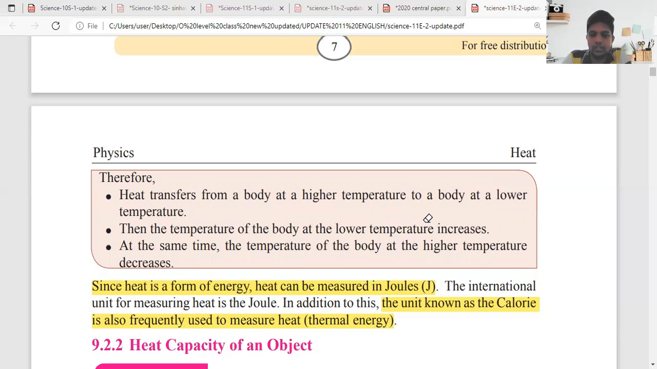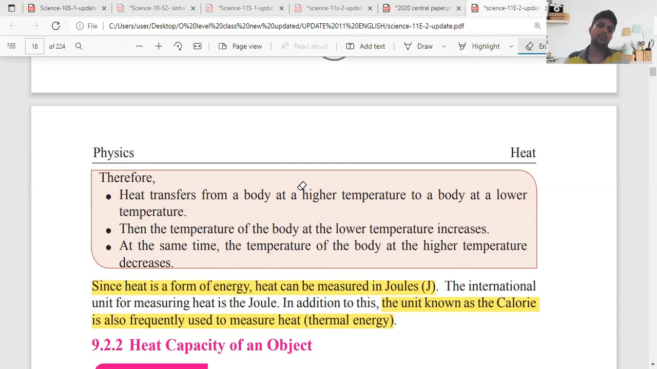Thermal equilibrium point. Is it clear with you? Do I want to explain it again? Okay, is it okay with you? Clear? All good? Okay, sir, clear. Very good. Nice.